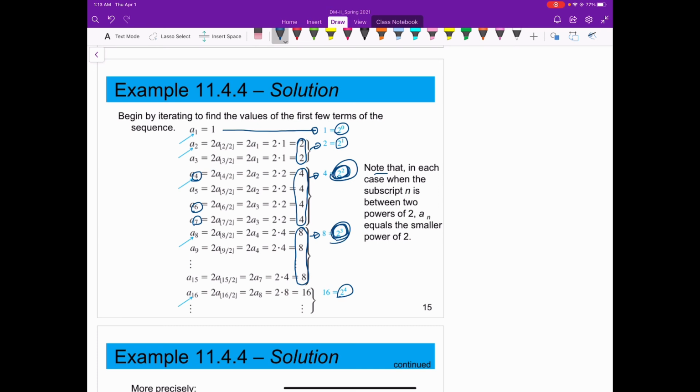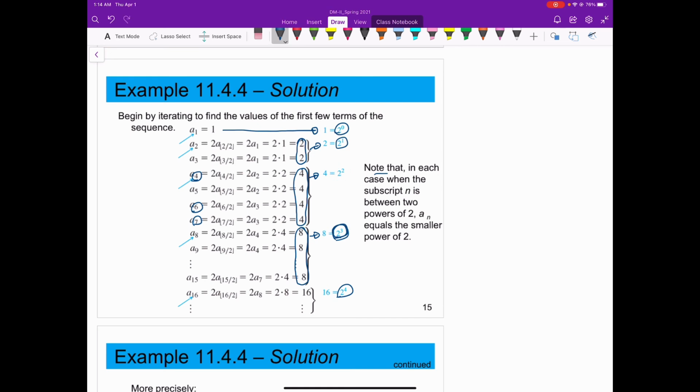Let me read this sentence again. Note that in each case, when the subscript n is between two powers of 2, a_n equals the smaller power of 2. Here the smaller power is 2 to the power 2. In this interval, the smaller power is that one. So all the values here are 4, which is 2 to the power 2.